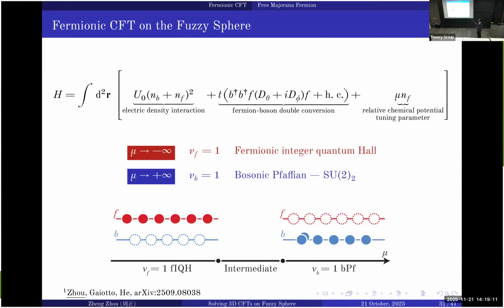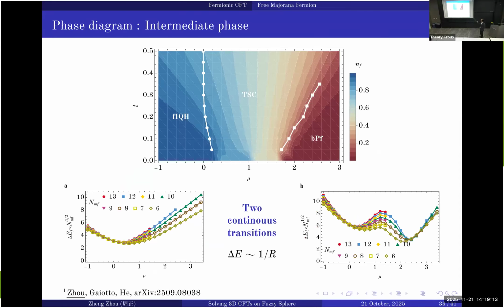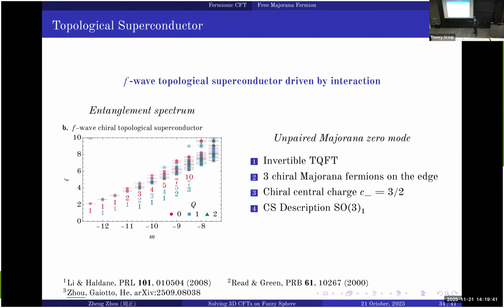So interestingly, on the phase diagram, we find an intermediate phase with 2 continuous transitions. At the first transition, both the fermion gap and the boson gap close. And at the second transition, the fermions remain gapped, and the bosons are gapless. So it is a purely bosonic theory. So what is the nature of this intermediate phase? It is actually an f-wave topological chiral superconductor.